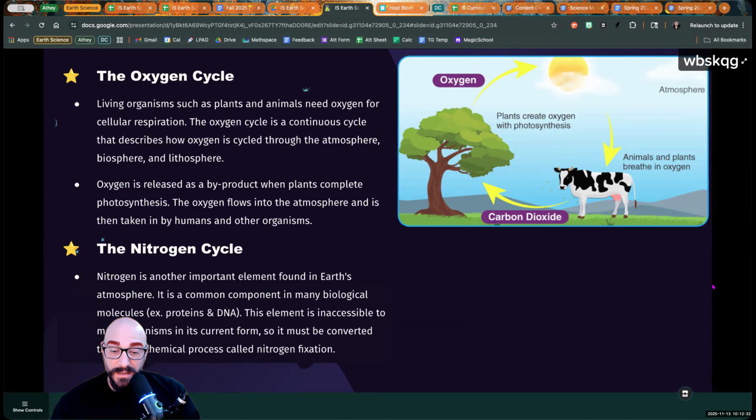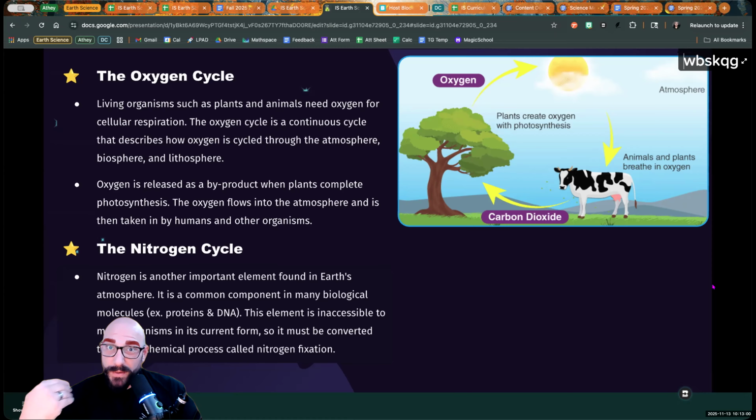Nitrogen is the key element in amino acids, which make up proteins, and proteins do everything in your body. And nitrogen is the key element in DNA and RNA, deoxyribonucleic acid. Okay. And nucleic acids have nitrogenous bases. So you have to have nitrogen. You can't live without it.